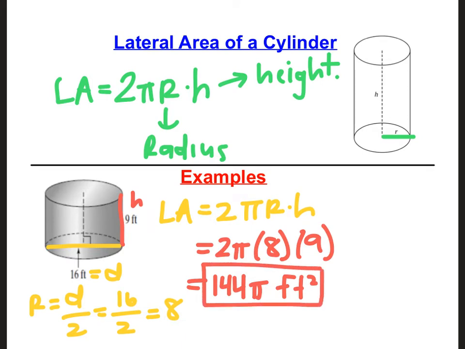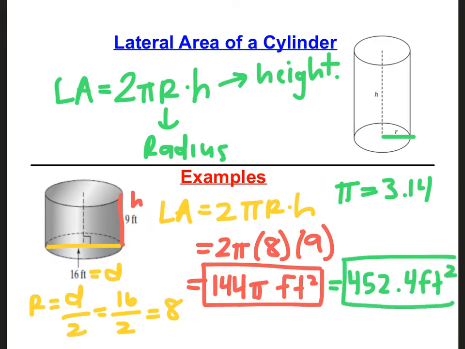If it wants you to round to a decimal place, maybe it's the first decimal, maybe it's the second, you're going to type into your calculator 144 times pi. You can either use the pi button or remember pi equals 3.14. That number keeps going, but that's enough for you to use. So my final answer, rounded to one decimal place, I have 452.3, so I'll call it 452.4 feet squared. And that is your lateral area of your cylinder.